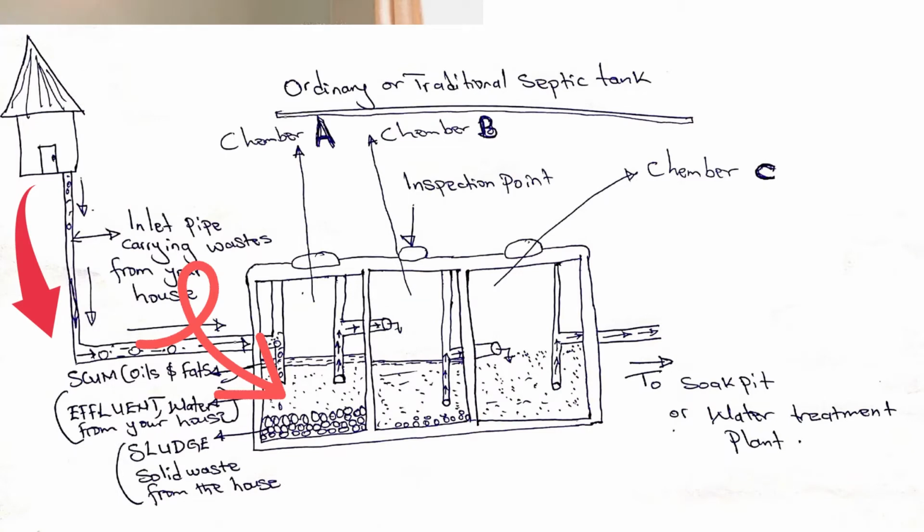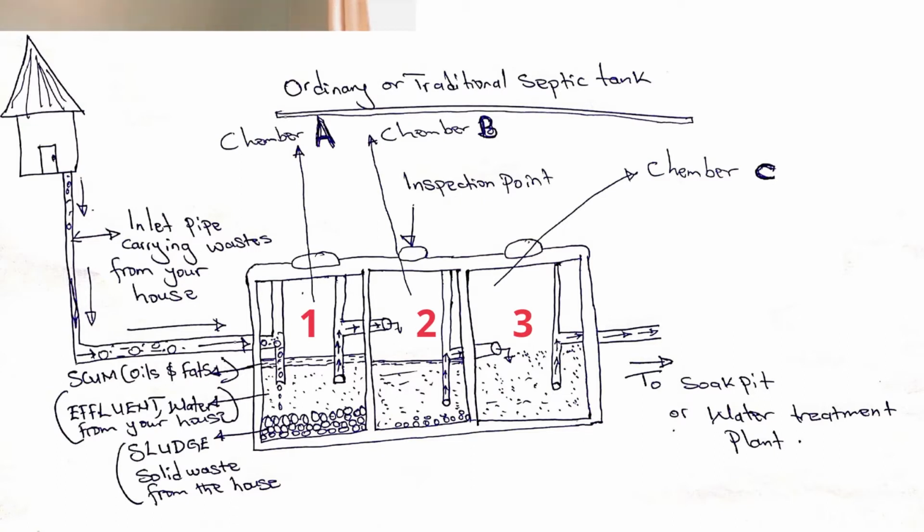Now the inlet pipe right here, where the red arrows are moving from your house, this is where all the plumbing matter is carried from. So all the waste from your house, from your bathroom, from your kitchen, from your toilet, all that plumbing waste ends up through the inlet pipe that comes from your house, through to chamber 1 of the septic tank.